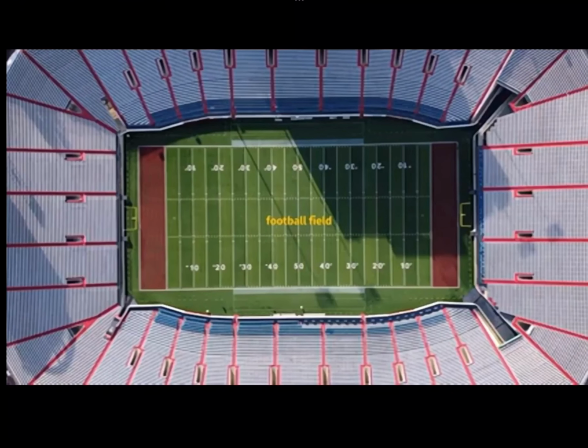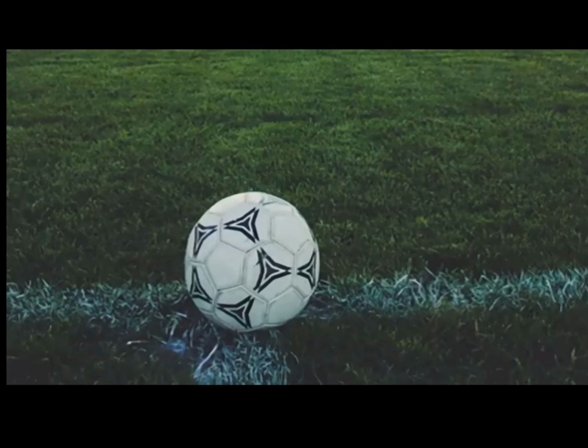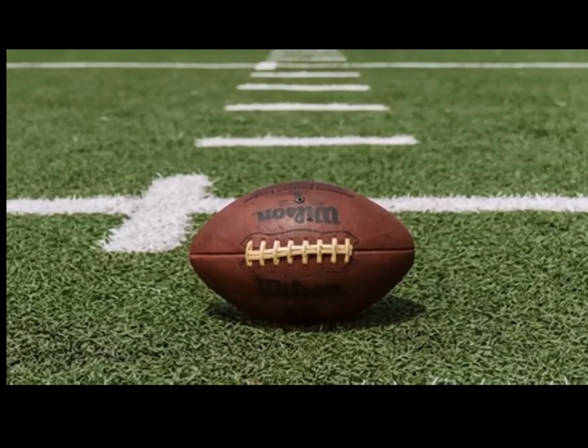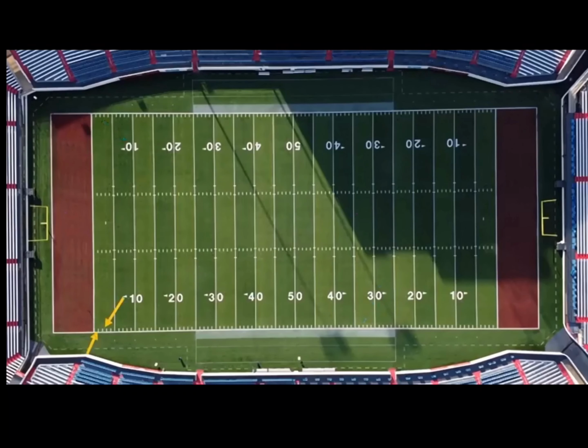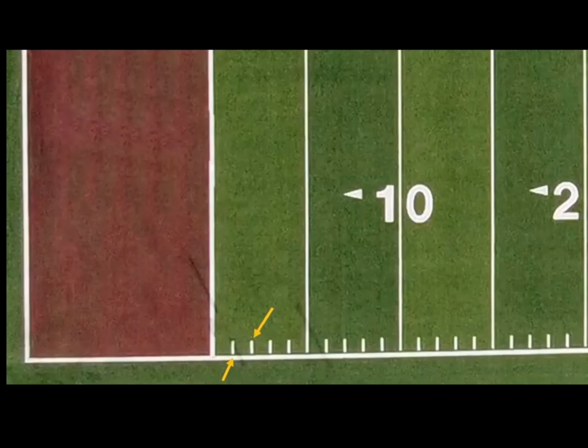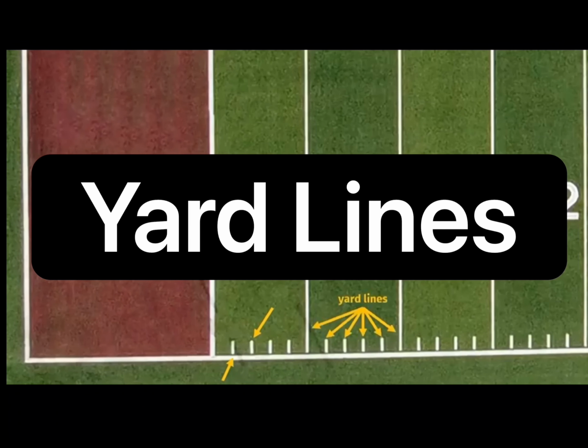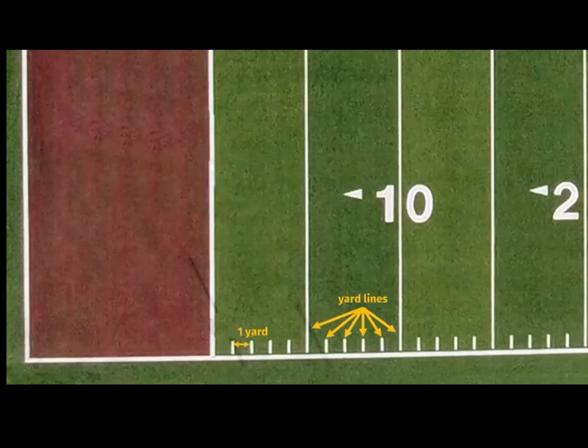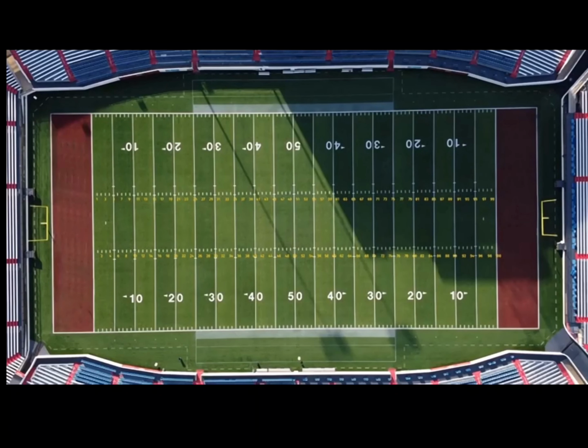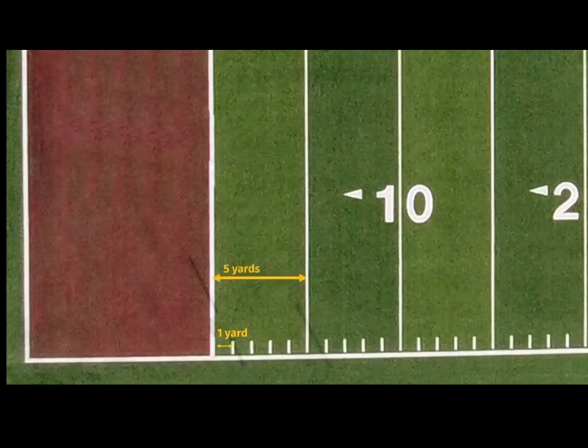This is a football field. Not that football. This football. What are all these lines? That's hard to see. Hold on. These ones are called yard lines. Each one is a yard apart. There's 100 of them. It's hard to count to 100 fast, so we use bigger lines. Like this one's 5 yards, and that one's 10 yards.